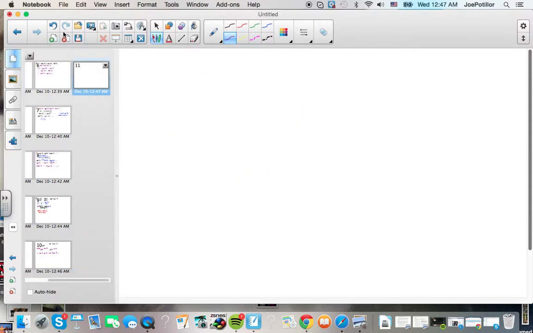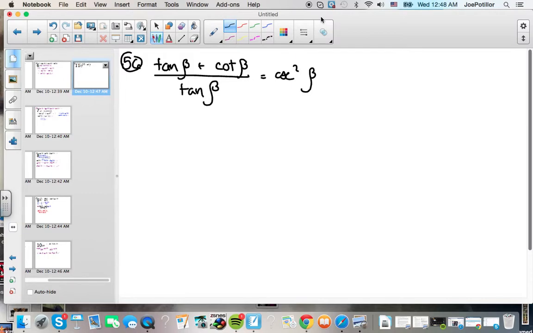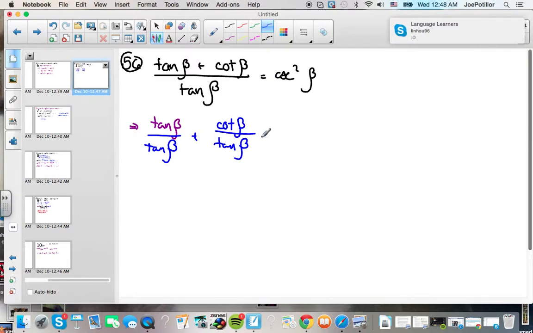Last problem, number 56. We have tangent of beta plus cotangent of beta over tangent of beta is equal to cosecant squared of beta. Okay, so we have the same denominator for both, so we can split this. So let's do that. So this becomes tangent beta over tangent of beta plus cotangent of beta over tangent of beta is equal to cosecant squared of beta.